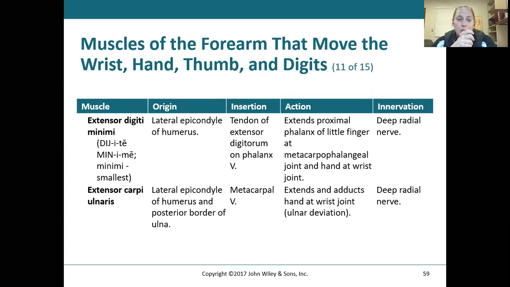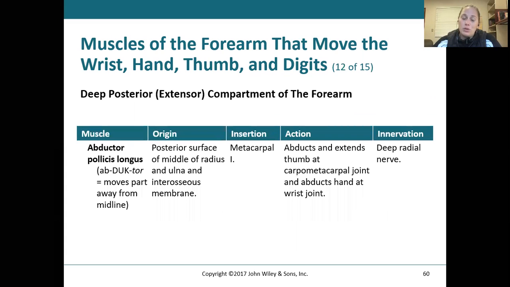The extensor digiti minimi, the lateral epicondyle of the humerus is its origin. Insertion is a tendon of extensor digitorum on the phalanx 5, extends proximal phalanx of the little finger at the metacarpophalangeal joint, and wrist at the joint. The deep radial nerve. Extensor carpi ulnaris, the lateral epicondyle of the humerus and posterior border of the ulna. Metacarpal 5 is its insertion point, and extends and adducts the wrist at the wrist joint, the ulnar deviation, and its innervation is the deep radial nerve.